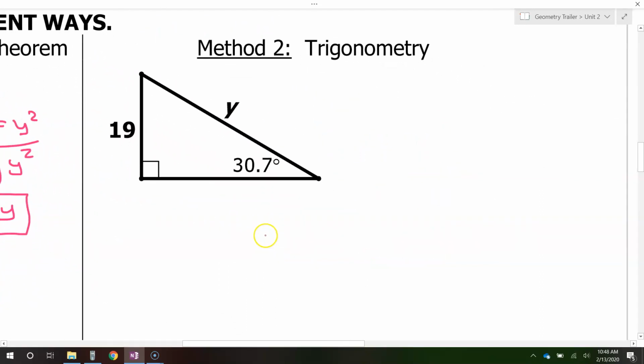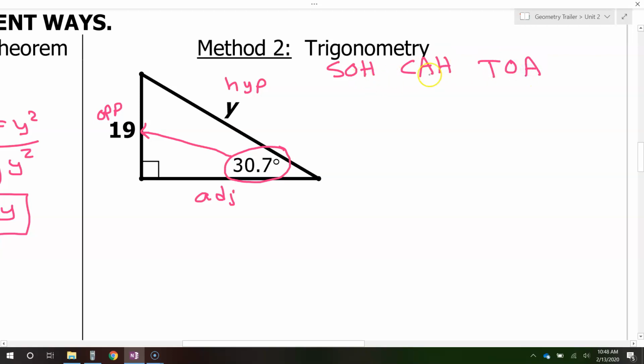Or I could use my trigonometry. So again, that means I'm going to be using sine, cosine, or tangent. So whenever I want to use my trigonometry, I need to start by labeling the hypotenuse, which is always across from the 90-degree angle. Next, I circle the angle that I'm given, and I draw an arrow. That arrow will indicate the opposite side. The other side is the adjacent side. So trigonometry means SOHCAHTOA.